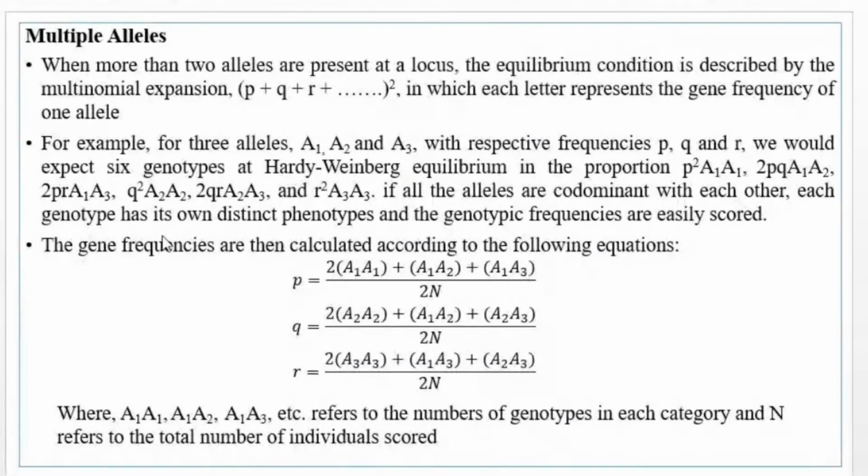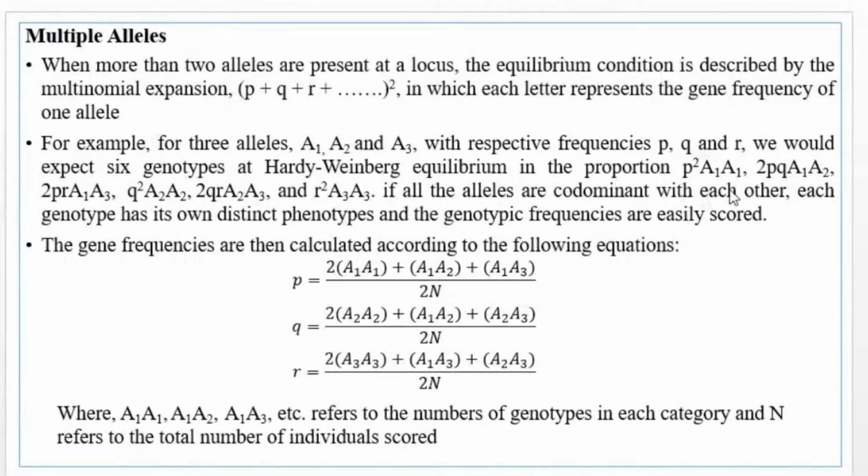If all the alleles are codominant with each other, each genotype has its own distinct phenotype, and the genotype frequencies are easily scored. Six different genotypes exist under the Hardy-Weinberg law if there are 3 alleles present. If these alleles are codominant, every one of the 6 genotypes has its unique phenotype, with distinct kinds of phenotypes expressed, and their genotypic frequencies can easily be computed from the population.